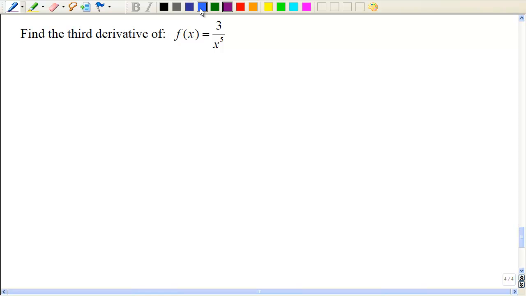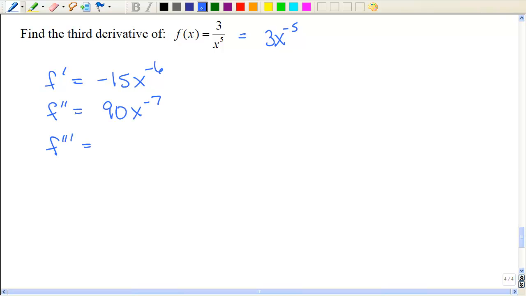So now we're asked to find the third derivative, and you're going, oh no, quotient rule. Rewrite this with a negative exponent. The top part's just a constant. Not really good to use a quotient rule there. All right, so our first derivative. Now remember, when you subtract one from a negative, you're going to get negative 6. That's going to be positive. That's going to be negative.